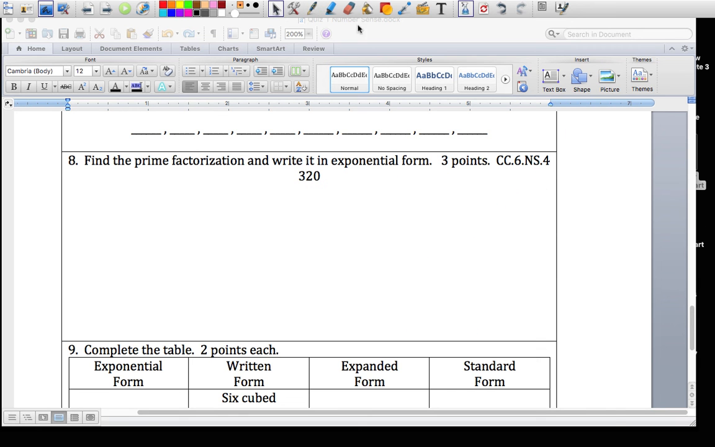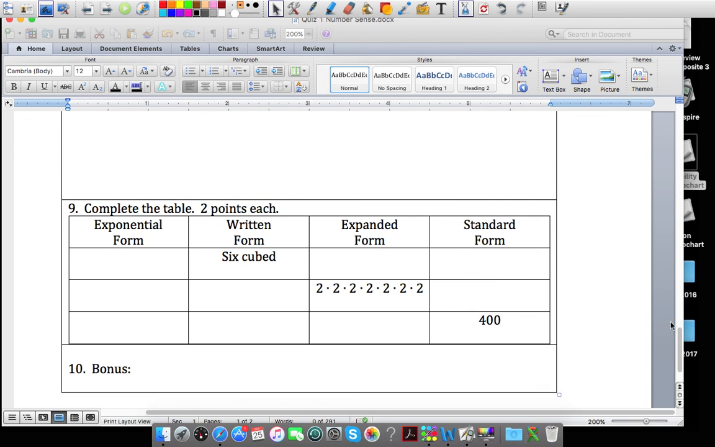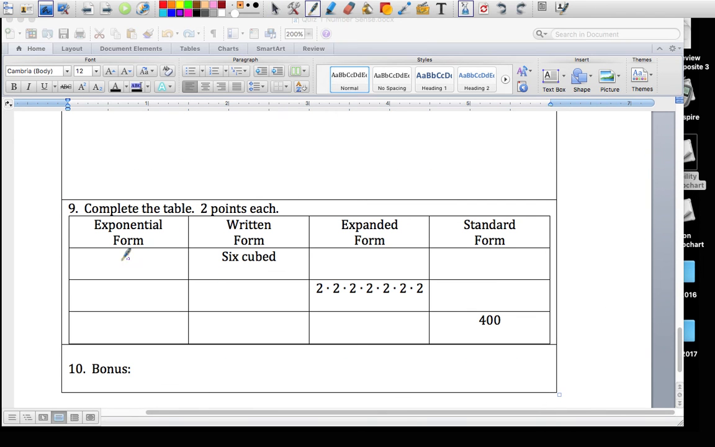Let me clear again. Go down. Here we go. Six cubed meant six to the third power. Expanded, six times six times six, and that equals 216.